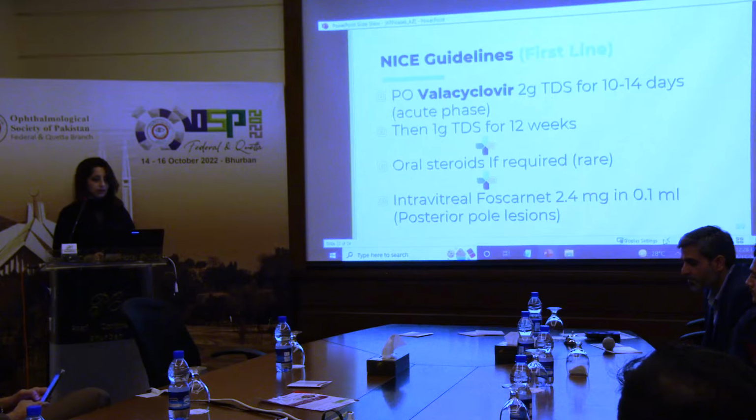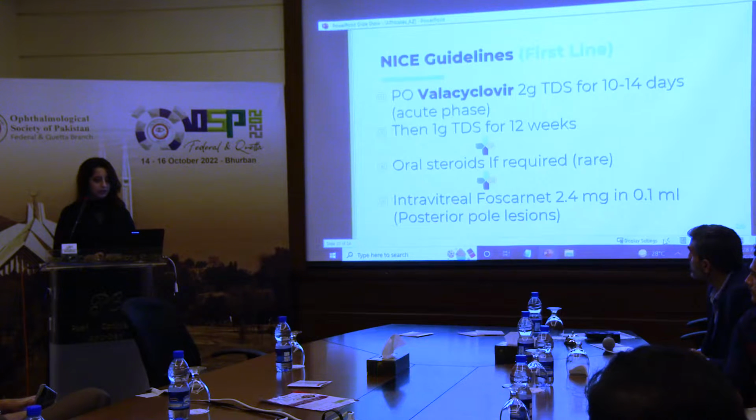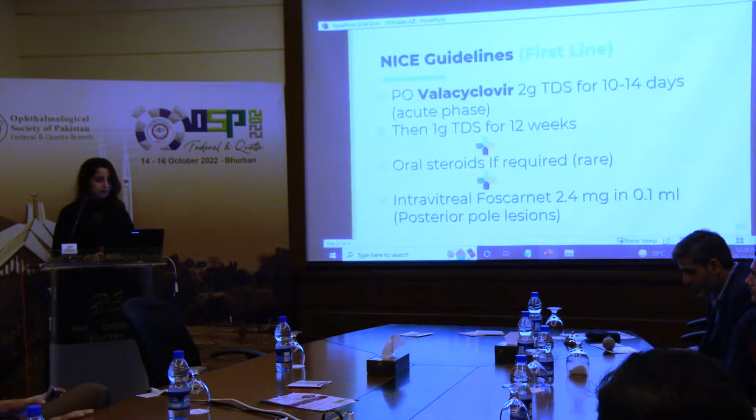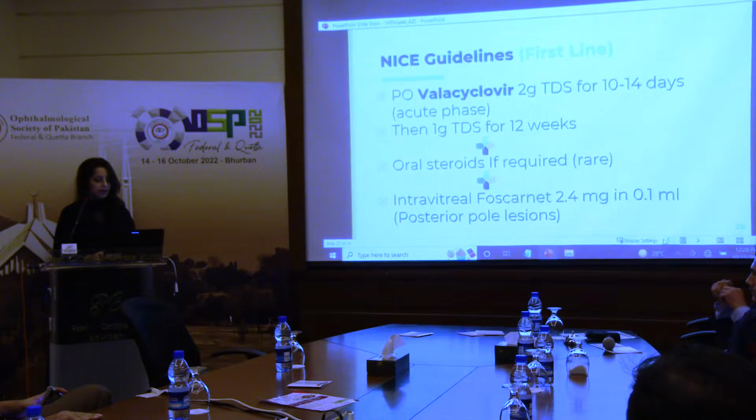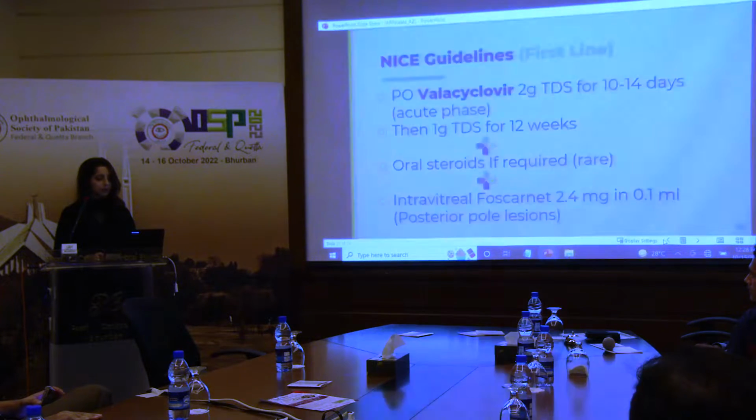Now I'll discuss the NICE guidelines for acute retinal necrosis. The first line is oral valacyclovir 2 gram TDS for 10 to 14 days in the acute phase, and then maintenance therapy, which is 1 gram TDS for 12 weeks. Oral steroids can be used if they're required, and they can be begun about 48 hours after instituting viral treatment. And if the lesions involve the posterior pole, we can also emergently give intravitreal foscarnet 2.4 mg in 0.1 ml.